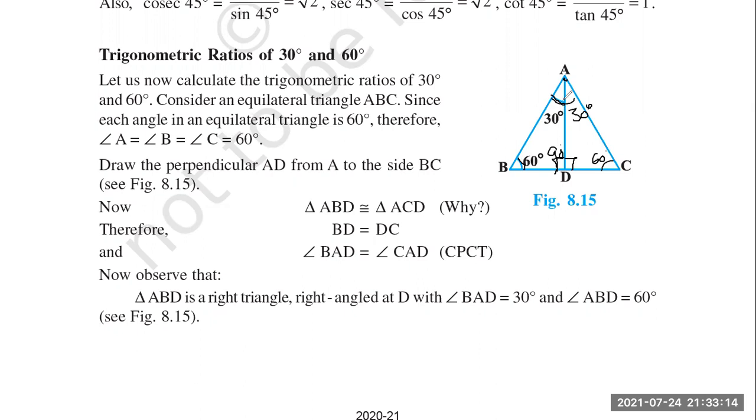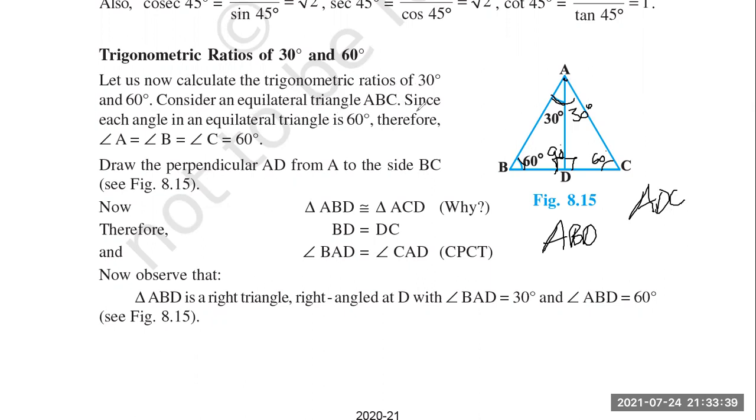So altogether, ABD is one right triangle, and ADC is also another right triangle. What we need here is a right triangle जिसके अंदर एक 60 डिग्रीज का एंगल दिखाई दे और दूसरा एक 30 डिग्रीज का एंगल दिखाई दे. Okay, that's our concept. Now here, let us calculate the trigonometric ratios of 30 degrees and 60 degrees.